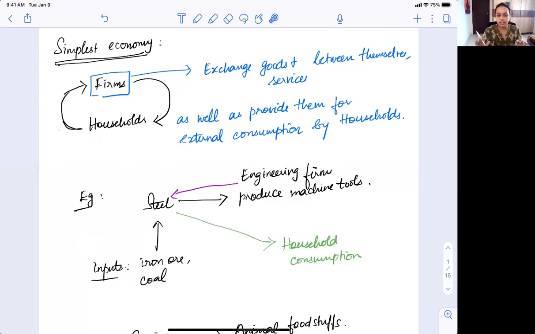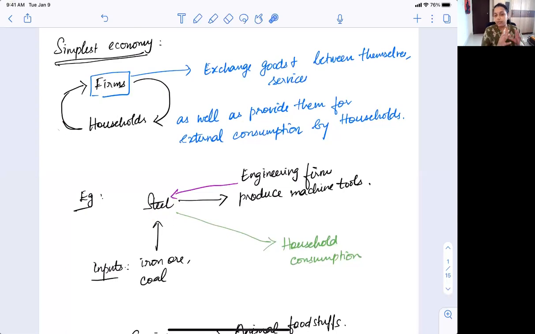They're exchanging goods and services between themselves. So steel is being exchanged with this engineering firm that produces machine tools. And in turn, the steel industry is going to be using some of the machine tools that the engineering firms are producing in order to produce steel. So you can see how there is this interrelationship and this flow of goods between industries. And in addition to that, the output of steel that's produced is also going to service household consumption. We can see households having utensils or something made of steel.